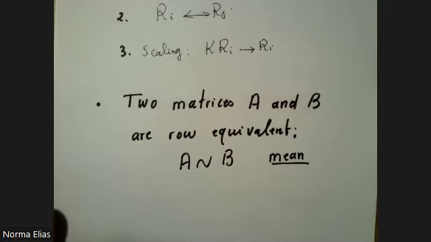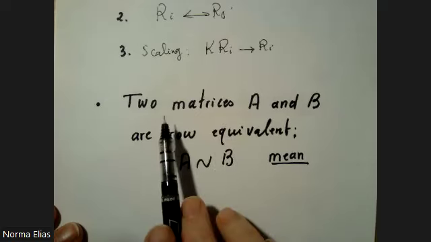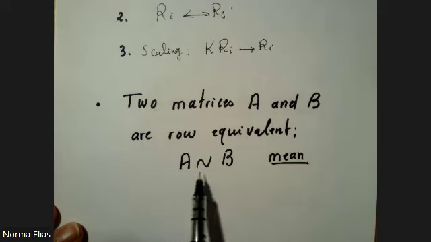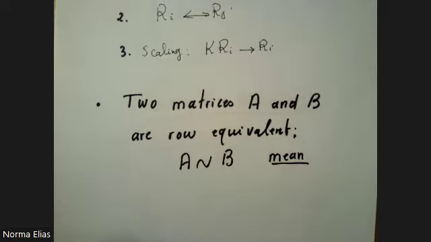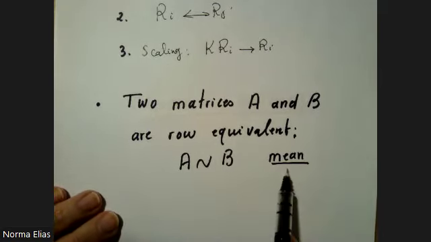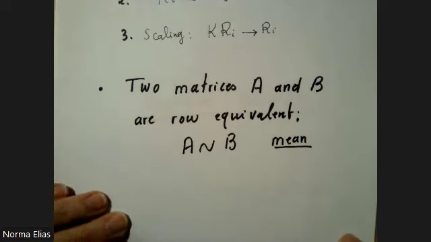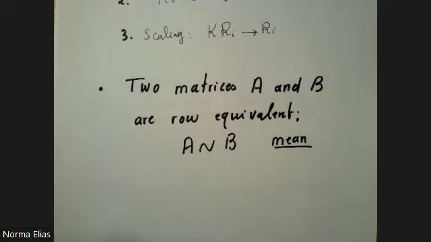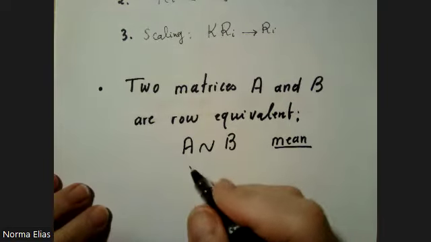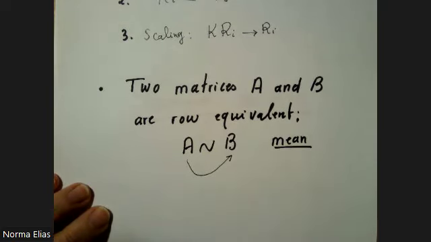Question number 2, we asked again from last time. We said that A is row equivalent to B. So what does it mean to say two matrices are row equivalent? Okay, can you just write the definition? So when I say A is row equivalent to B, what do I mean by that? Anybody remember the definition? Okay, it means that you can go from A to B by row operations.